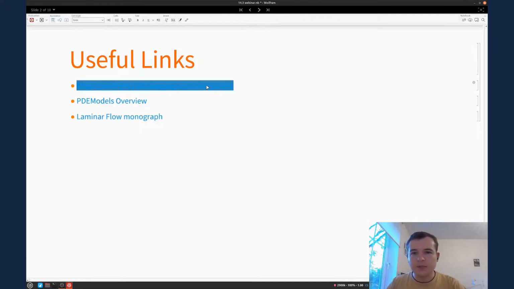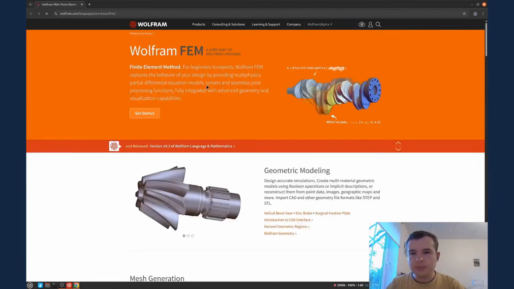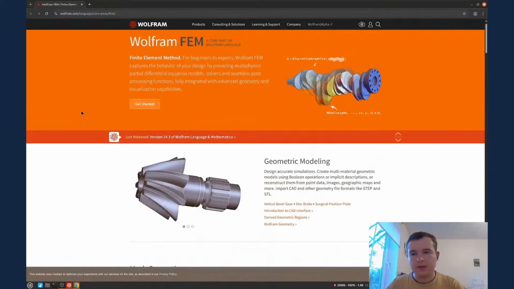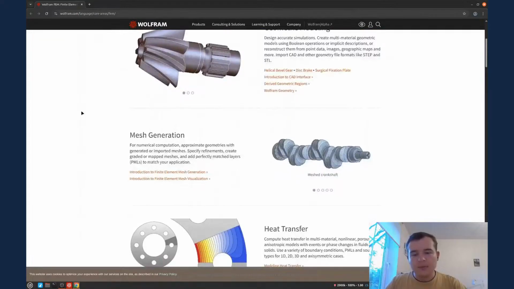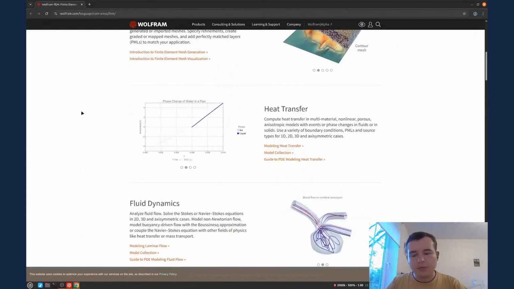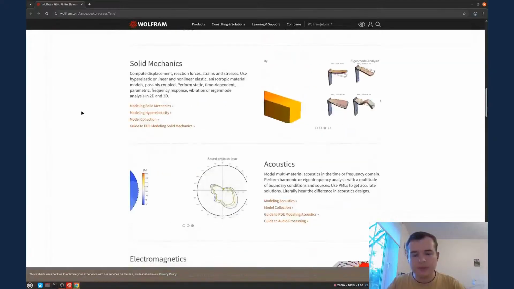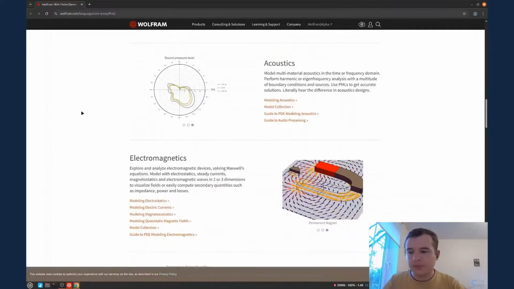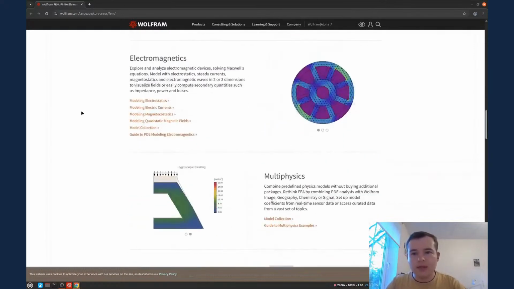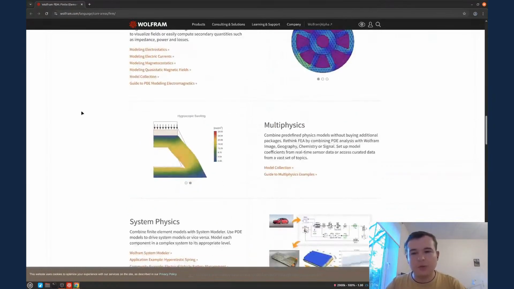The first link goes to our Wolfram Core FEM page. This is a web page that features all the overview of the things that we have for the finite element method. So if you would like to solve some problems with the finite element method using the Wolfram language, this is a good place to start.